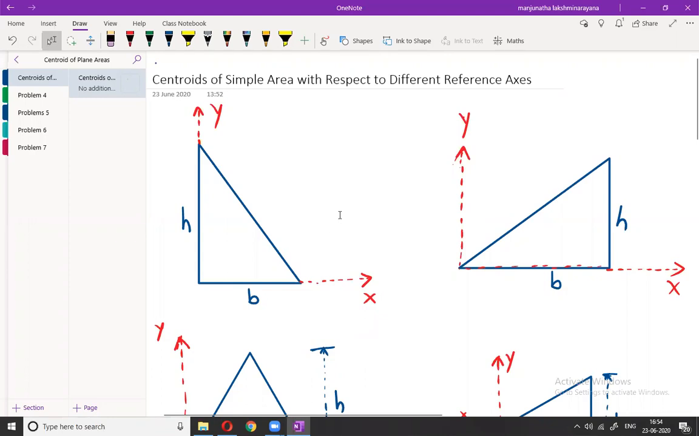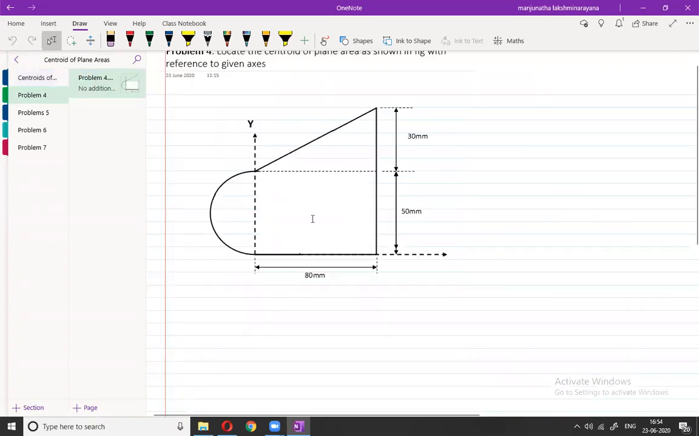Hello everyone. In this class, I'll be explaining how to find out the centroids of simple elemental areas with reference to the given reference axes. Finding the distances of the centroid with respect to the reference axis is necessary in case of finding the centroid of complex areas like this.